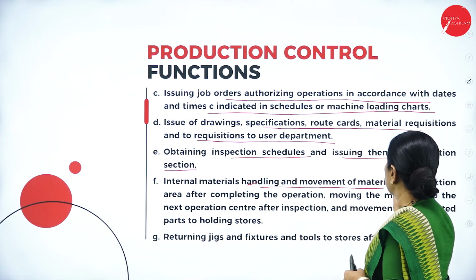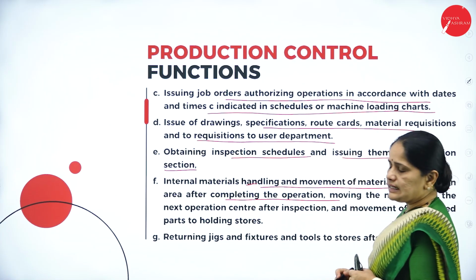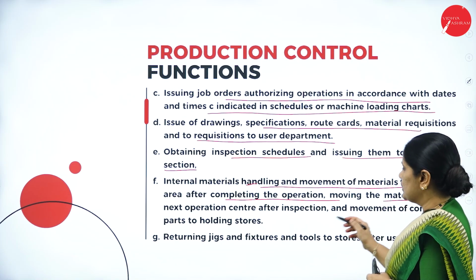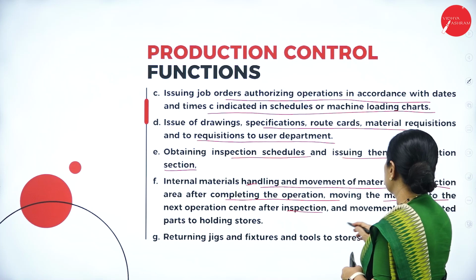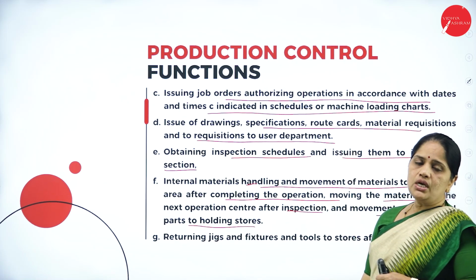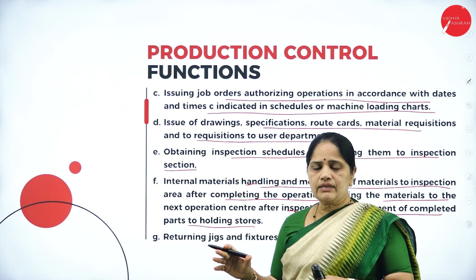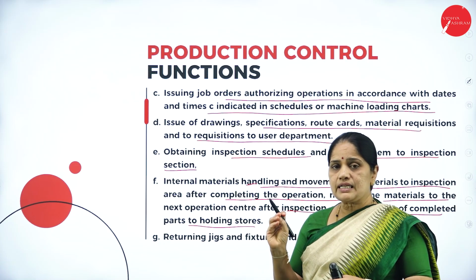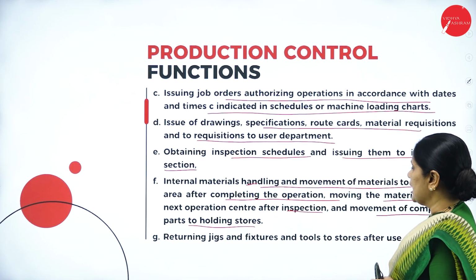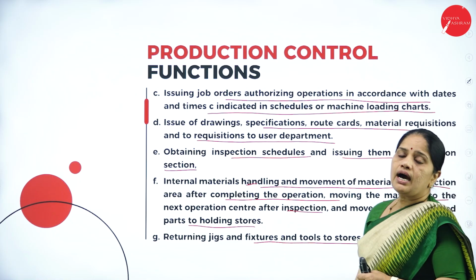Internal material handling and movement of materials to inspection area after completing the operation. So next will be moving the materials to the next operation center after inspection, movement of the completed parts to the holding stores. So once you send the materials to the inspection area, all the materials will be checked and inspected there, and then you have to again bring it to the production area. Then returning jigs and fixtures and tools to stores after use.